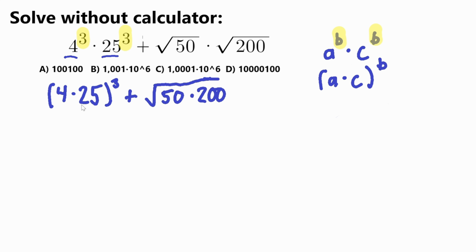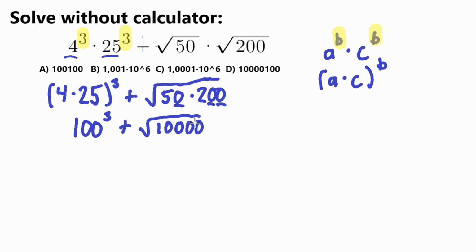So 4 times 25, that's easy. Imagine 25 as in a quarter. You have 4 quarters, so that will give you 100 cents. And this is still going to get cubed. Plus 50 times 200. So to easily multiply this in your head, you can multiply the 5 times 2, that is 10. And then there's a total of 3 zeros here, so we'll just add those 3 zeros here. Right? So that is 50 times 200, it's 10,000.